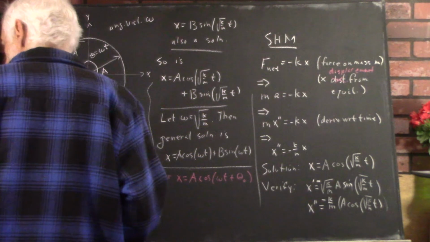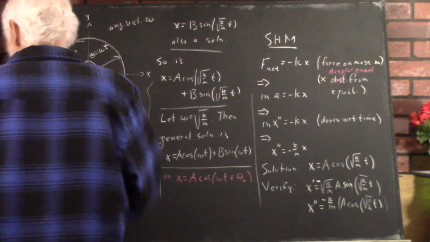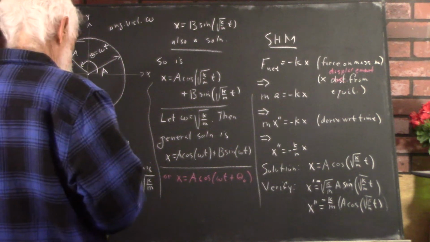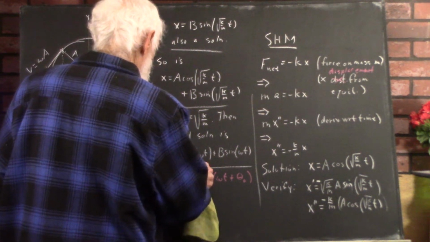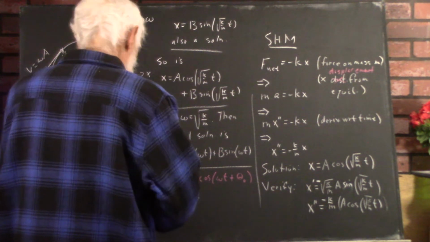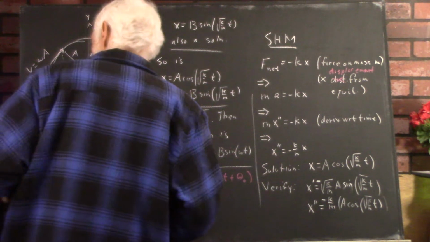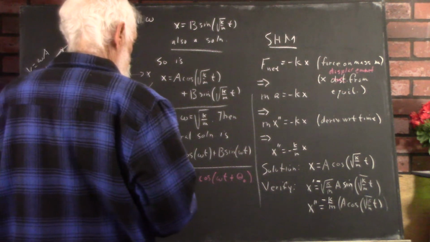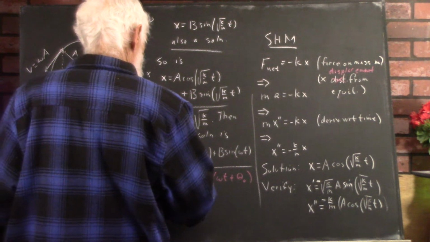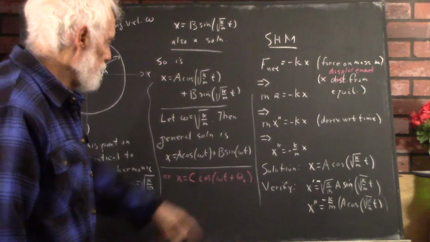Now, one thing I've got there that I probably want to change, I've got an A there, cosine of omega t, and this A is not the same as this. So I need to use a different letter there. Okay, so I'll just call it C in this case. It's some multiple of this.